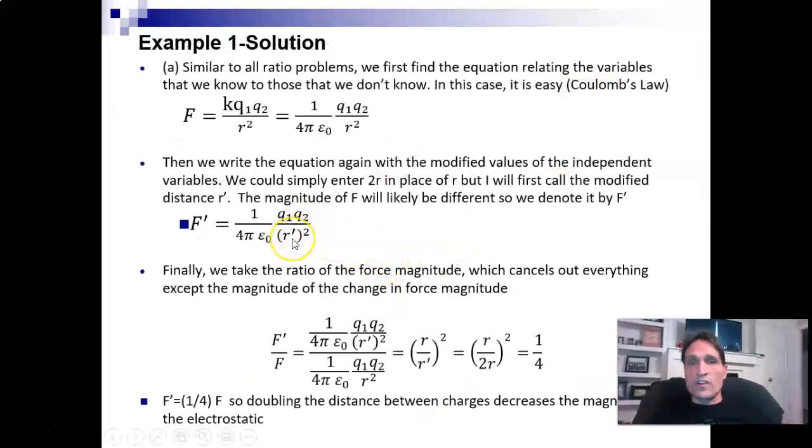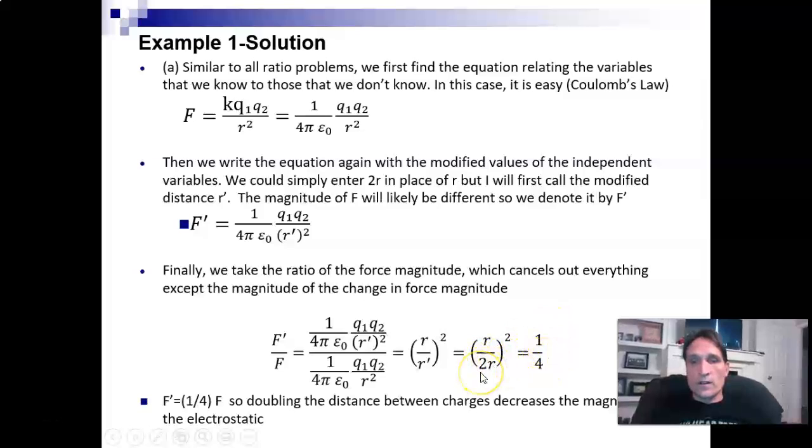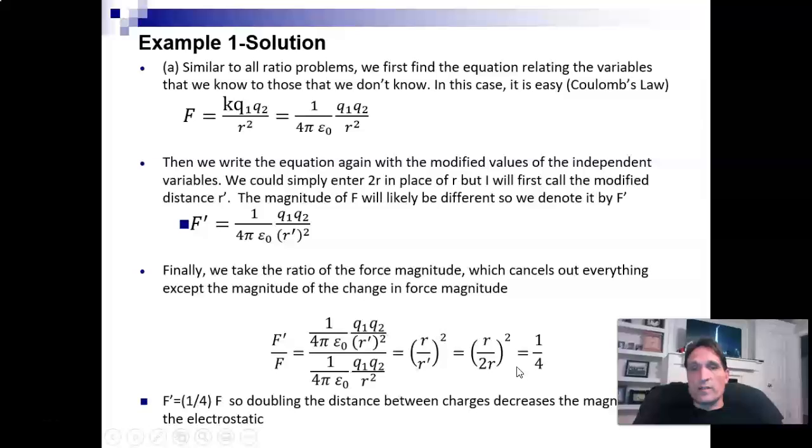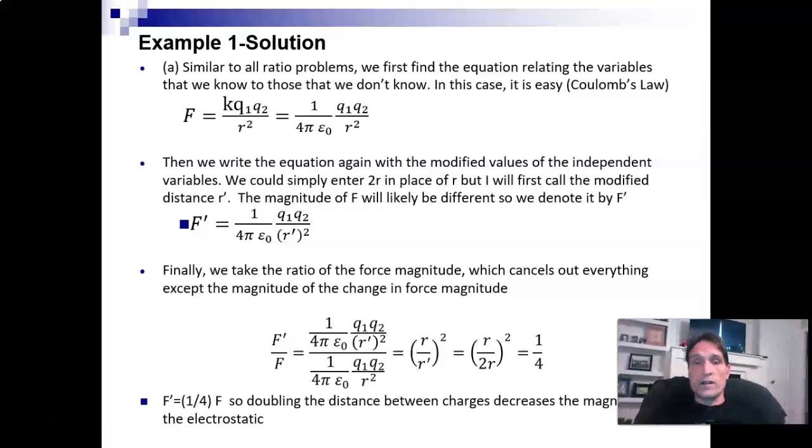Okay? And again, you don't have to go through all these steps. You could have just substituted 2R in right away, but I did it here because now I can generalize this result. So for example, if R prime is 3R, then substituting 3R in, the force becomes 1/9 of what it was. And if R goes to 4R, it drops to 1/16. Okay? So every time I double the distance between two charges, the force becomes 1/4 of what it was originally.